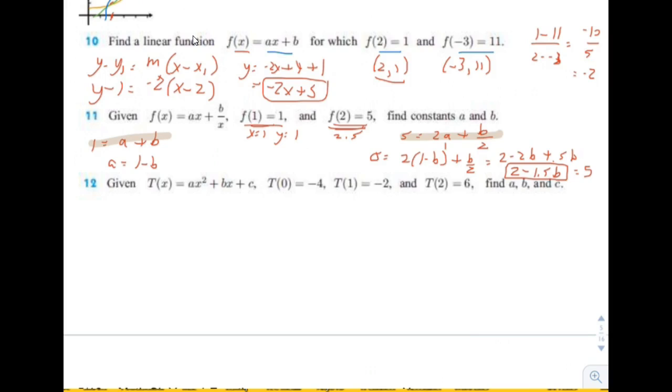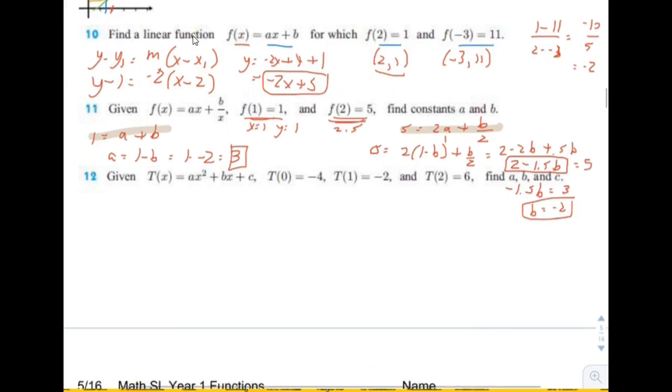So let's solve for that. So we subtract 2 from both sides, and we'll have negative 1.5b equals 3, and then we'll have b equals negative 2. So b equals negative 2, and then we'll go back here and we'll say, oh, a is equal to 1 minus negative 2, which is equal to 3. So a is equal to 3, and b is equal to negative 2.